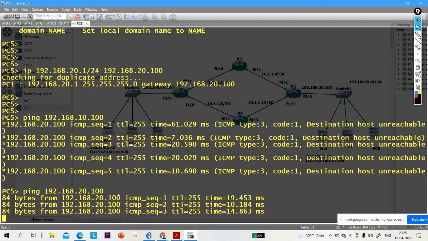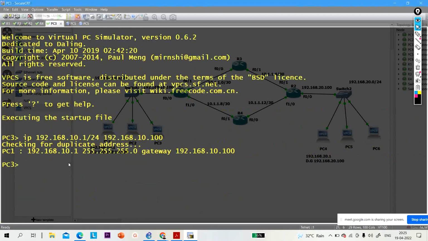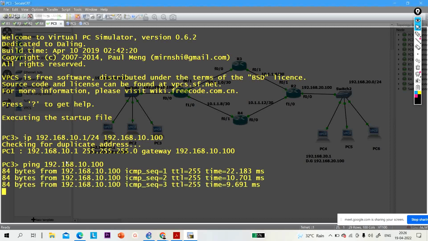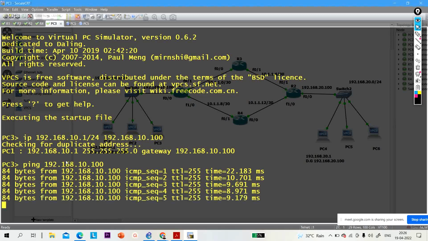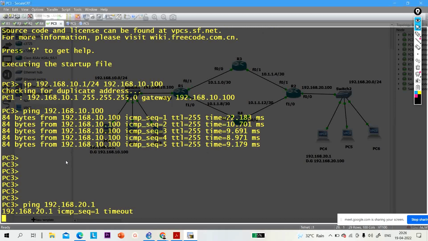So yes. Right, in the same way, let me ping from PC3 to the default gateway, 192.168.10.100. So yes, but I am not able to ping 192.168.20.1.